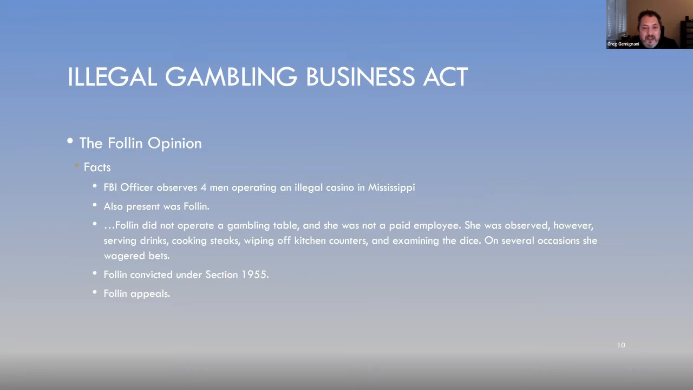So anybody read the following opinion? Well, there's an illegal gambling operation in Mississippi, and the FBI observes 4 people operating the illegal casino. But every time they observe the illegal casino, Miss Fallon is there. And she doesn't operate a gaming table. She wasn't a paid employee. However, occasionally she served drinks, cooked steaks, wiped off kitchen counters, and examined dice. And she would occasionally bet as well.